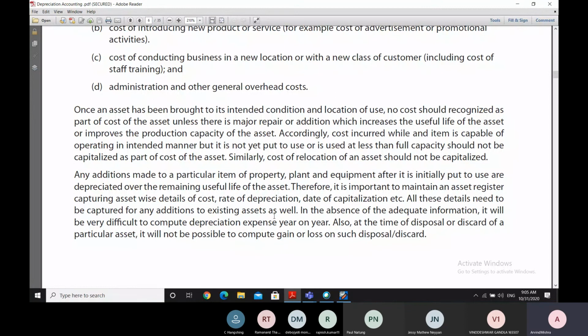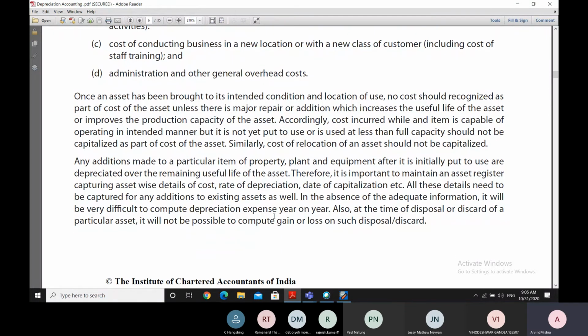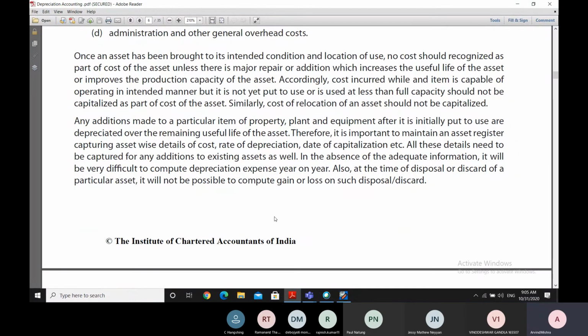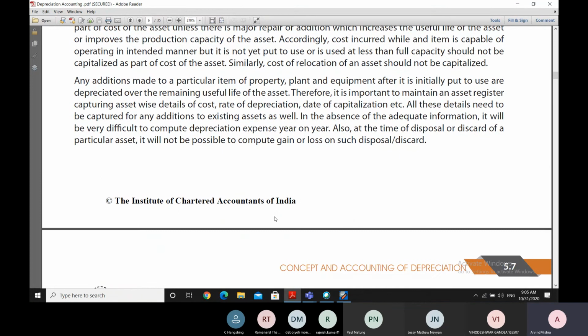So in the absence of adequate information in the asset register, it will be very difficult to compute the depreciation expenditure year after year. Also, when we dispose of or discard any particular asset, we will not be able to compute the gain or loss on disposal or discarding of the asset if we do not maintain a proper asset register with the proper details.